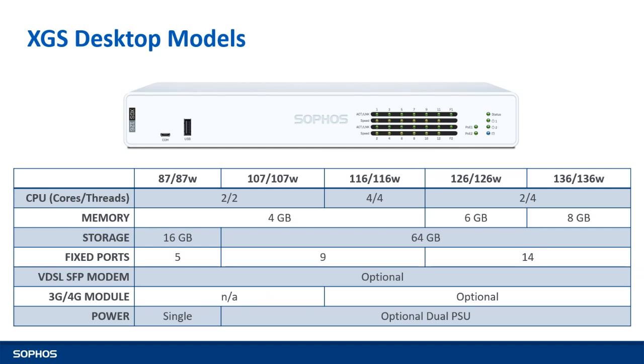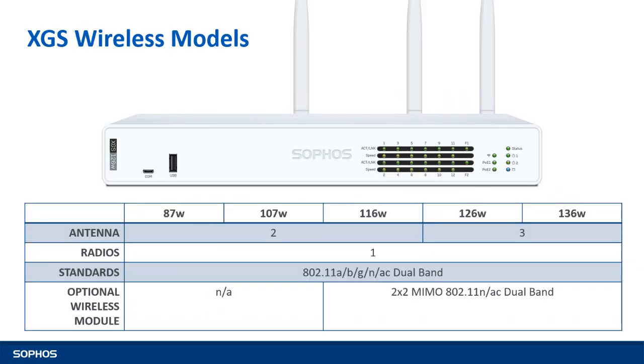All desktop models are available with and without built-in wireless and come with a single power supply. All desktop models except the XGS 85 have the option of connecting a second power supply. Okay, this is important. An optional user replaceable 3G or 4G LTE module is available for the XGS series desktop units, except the XGS 87 and the XGS 107.